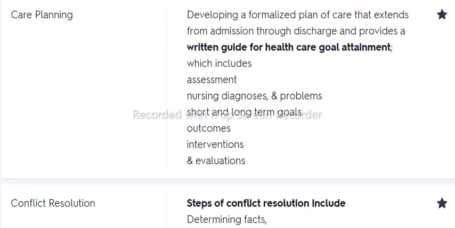Care planning. Developing a formalized plan of care that extends from admission through discharge and provides a written guide for healthcare goal attainment, which includes assessment, nursing diagnoses and problems, short and long-term goals, outcomes, interventions, and evaluations.